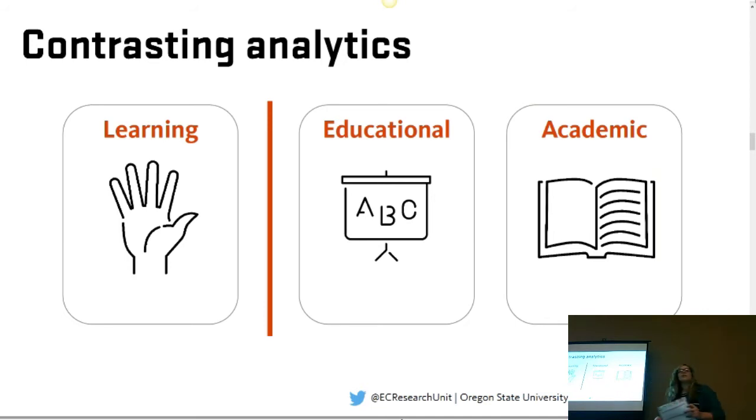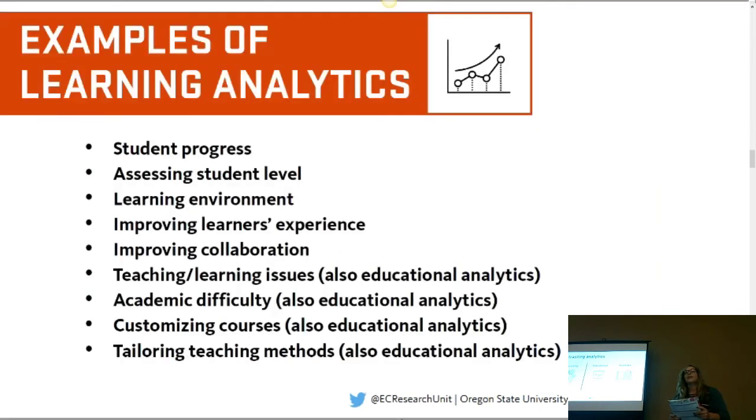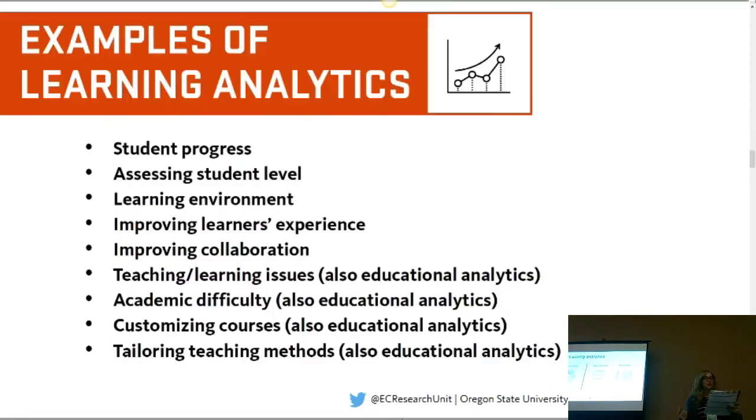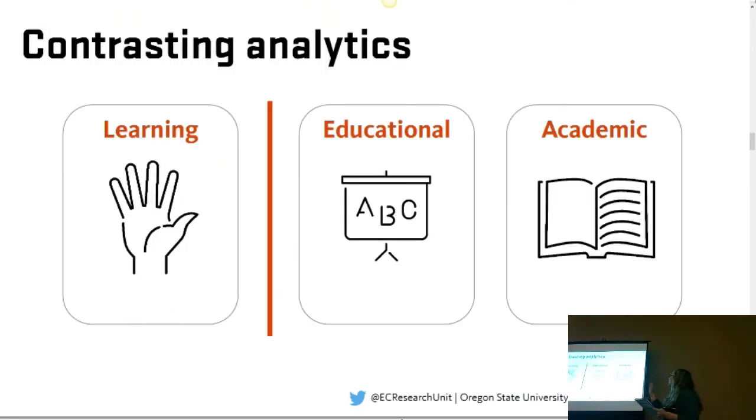Academic analytics refers more to institutional level data, so things like operational and financial decision making. And then the term educational analytics refers to a combination of the learning analytics and the academic analytics. So it's focused both on student learning outcomes and goals, and also on the institutional level. Some examples of this could be a program determining what courses to offer or what teaching methods to standardize amongst their instructors.